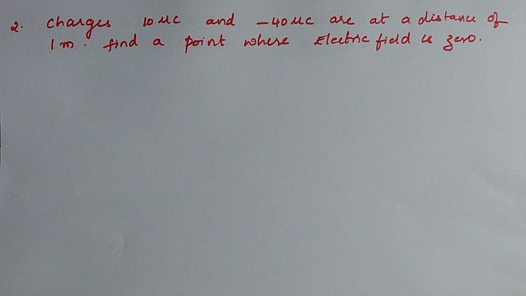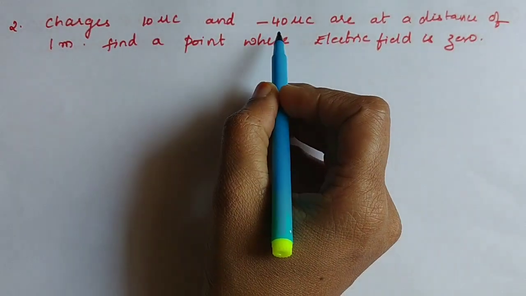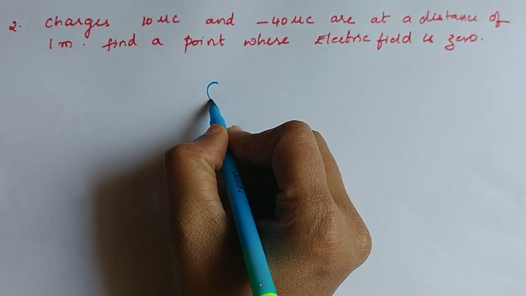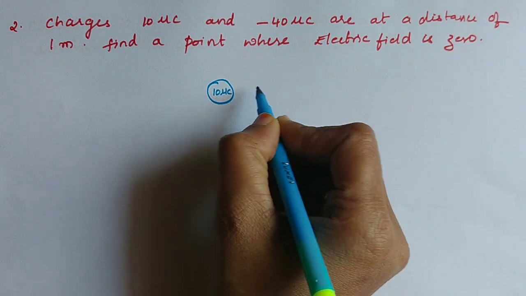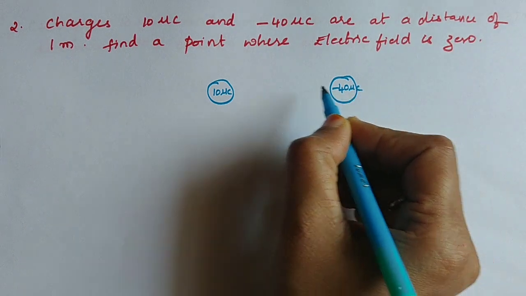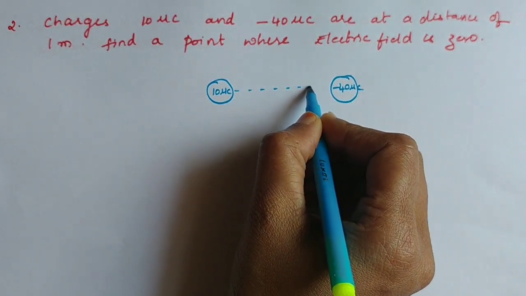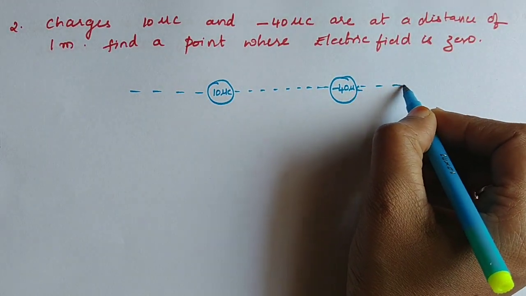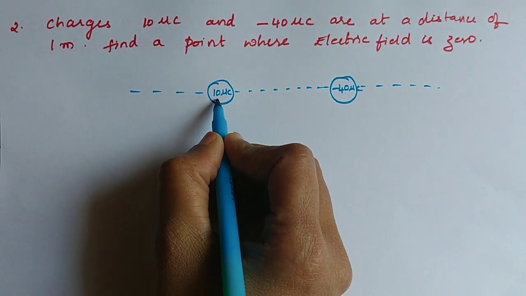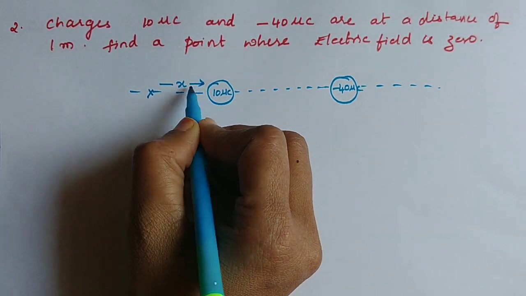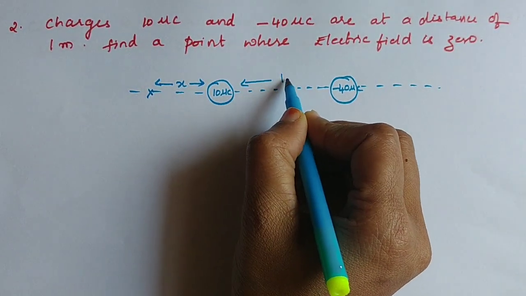In the previous question, the charges were both positive, Q and 4Q. Now one is a positive charge and the other one is a negative charge. Now we need to find out a point where the field is 0. So let this be a 10 microcoulomb, and here we have minus 40 microcoulomb. The field will not be 0 in between the charges. So I already told you in forces, select a point outside the system close to 10 microcoulomb. That means somewhere here, and let this distance be x. It is already given as 1 meter.